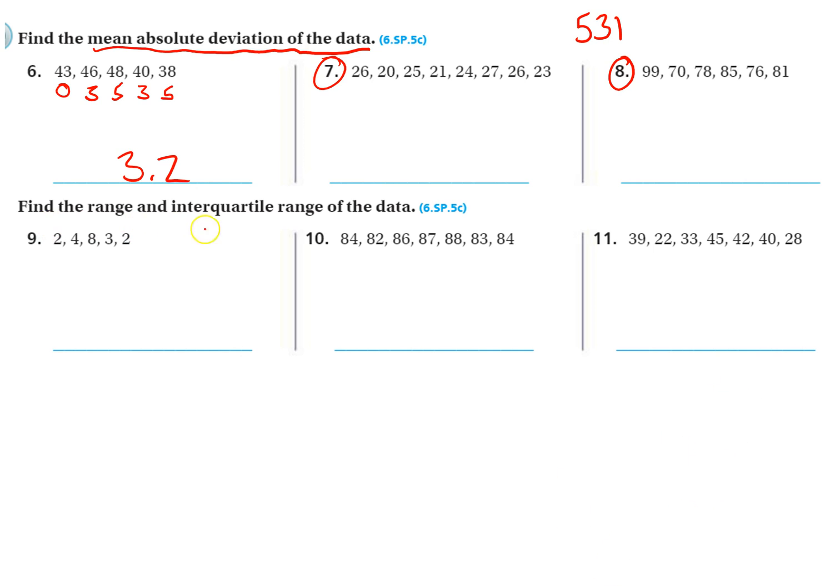All right, find the range and interquartile range for the data. First thing I want to do is put the numbers in order from least to greatest. So I have a 2, another 2, then a 3, and a 4, and then an 8. So I need 2 numbers. I need the range, and I need the interquartile range.